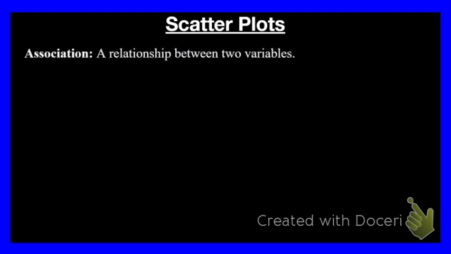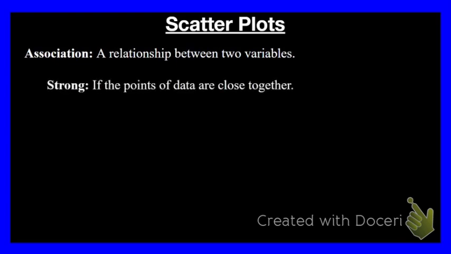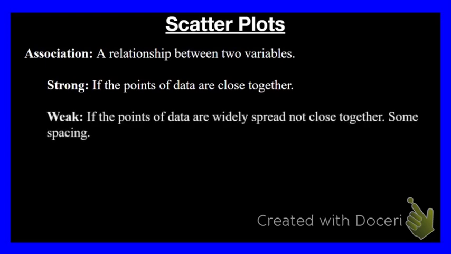An association is a relationship between the 2 variables. Now, we have strong associations, weak associations, and no association. The first one we're going to cover is a strong association. A strong association is if the data points are real close together. The closer they are, the stronger they are. The next one we have is a weak association. A weak association is if the data points are widely spread, not close together, with some spacing.